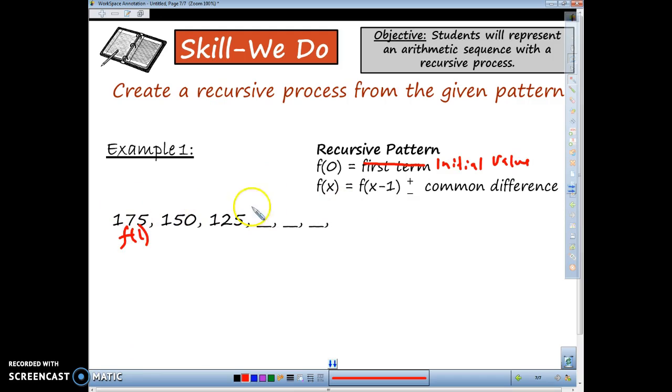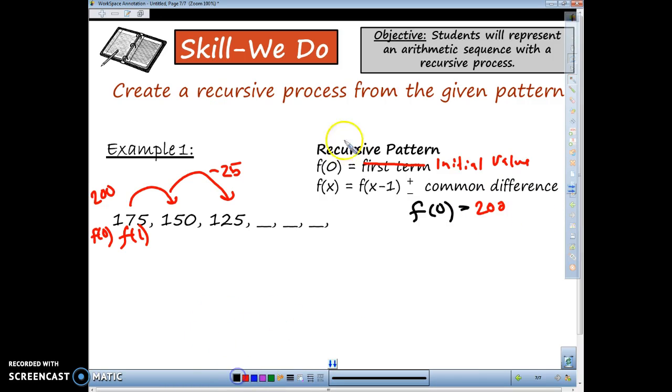This is a list, right? I want f of 0. So I can't find that first. I need to find the common difference. And here, you'll notice that my values are always decreasing by 25. So my f of 0 value is really going to be 200. Okay, so I have f of 0 is equal to 200.